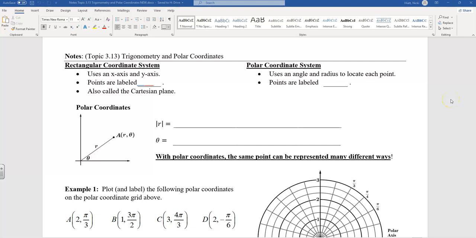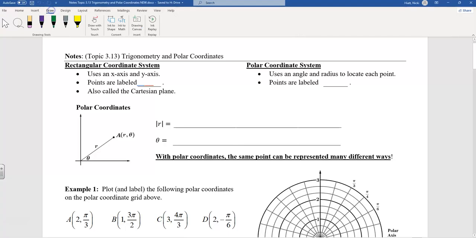As far as I know, everything you've ever been taught about graphing points has been on the rectangular coordinate system. It's the x and the y axis, right? We graph everything on the x and the y axis. Points on the rectangular coordinate system are labeled as (x, y). This is also sometimes called the Cartesian plane. So if you see that phrase, Cartesian plane, that is the regular old XY coordinates, rectangular coordinate system.